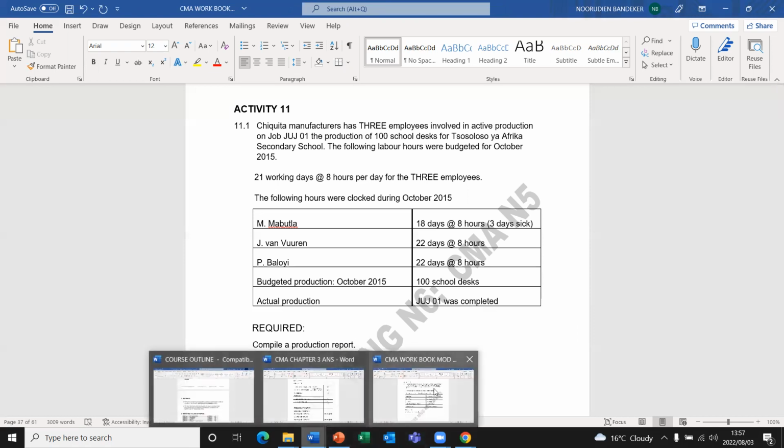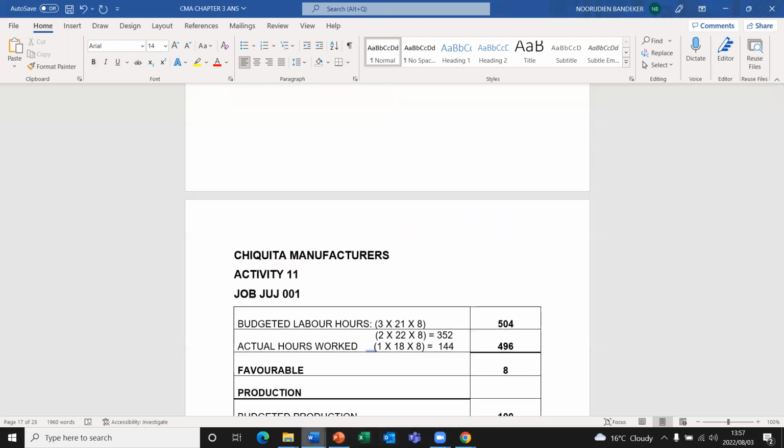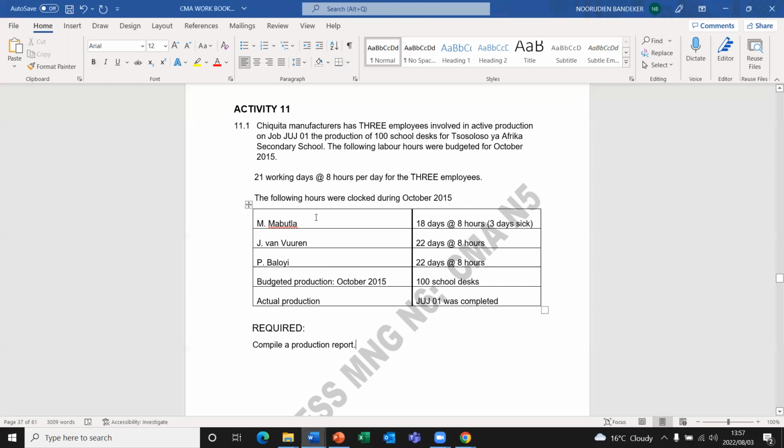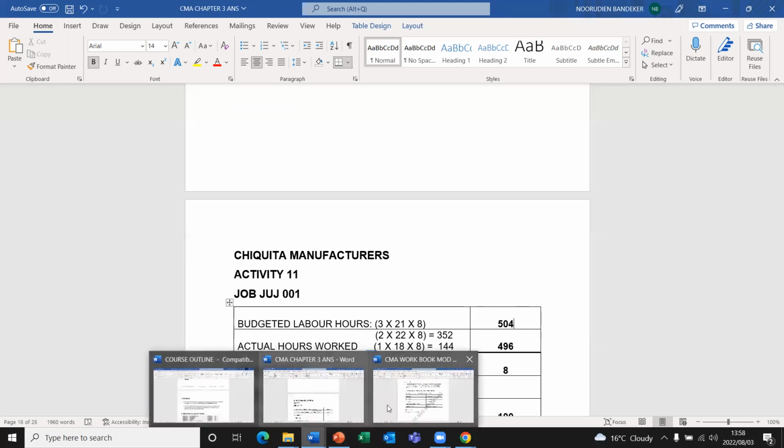Now, I'm going to take you here. Now, here it says 3 employees, 21 days, and 8 hours per day. So if you look at my production report, my budgeted labor hours is 3 times 21, 3 employees times 21 days times 8 hours per day. Gives you 504 budgeted labor hours.